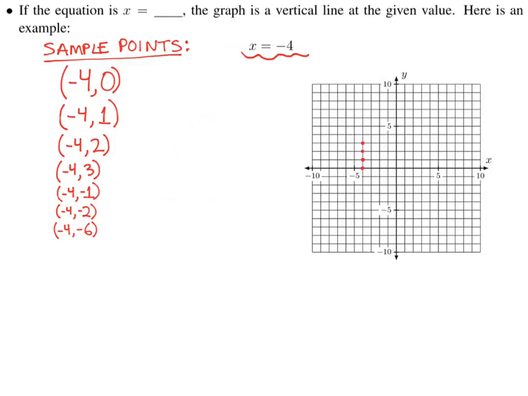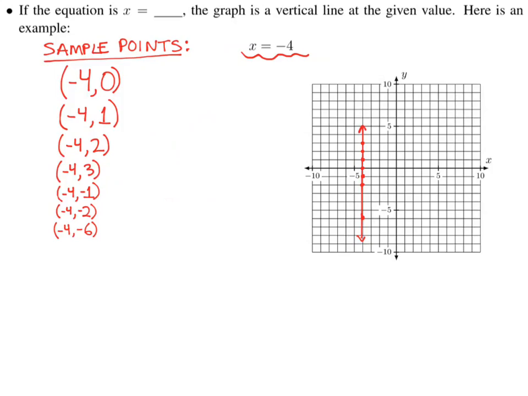Okay, we've got some dots. If you connect those dots, you get a line. So, when the equation says x equals a number, and there's no y in the equation at all, just x equals a number, it is a vertical line at that number.